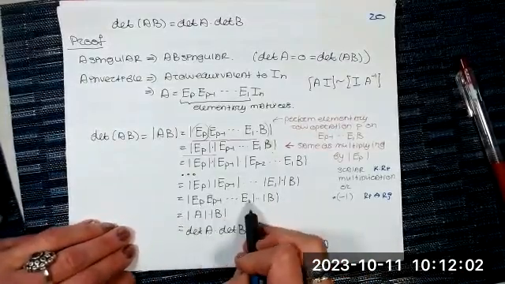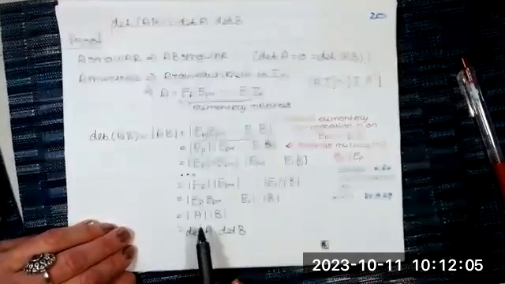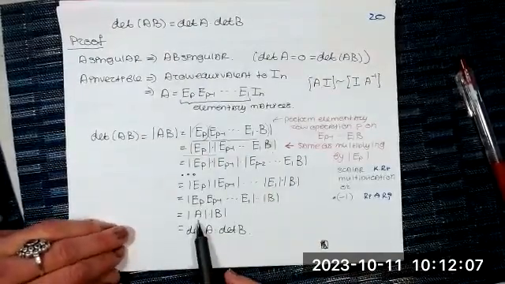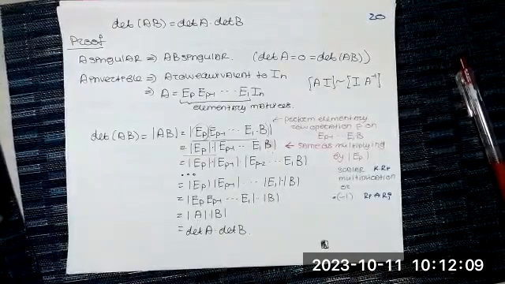But remember, all of this multiplication is just my matrix A. So I can rewrite this as the determinant of A. And that gives me the determinant of A times the determinant of B. Does that make sense?